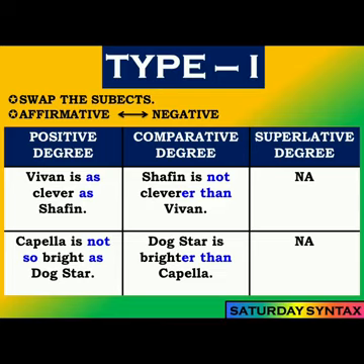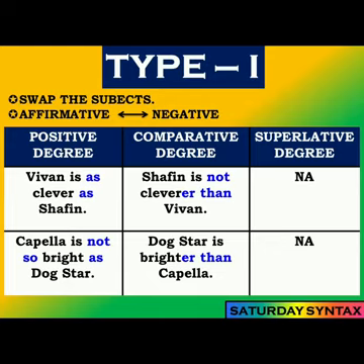So here we are seeing the bodyguard of positive degree, that is as. Now, first of all, you have to swap the subject. So Shafin comes first and the sentence is affirmative, so you have to turn it into negative. So Shafin is not, now the bodyguard of comparative, that is er, then. So Shafin is not cleverer than Vivan. So if you change the degree, you have to change the bodyguard. And of course, if two subjects are given, there will not be superlative degree.